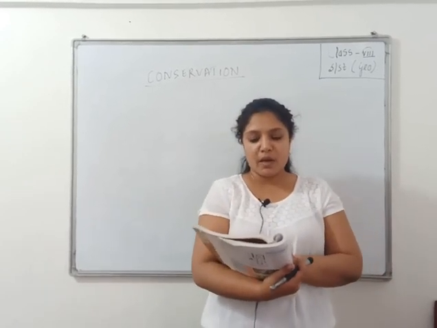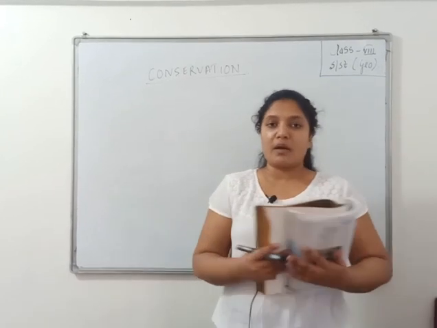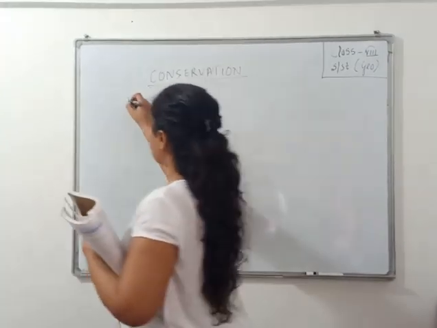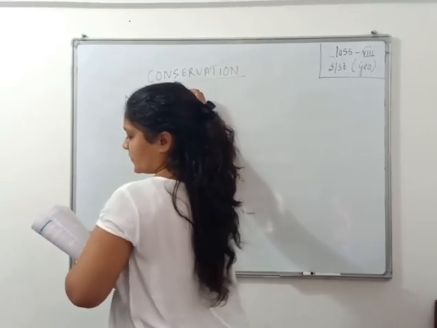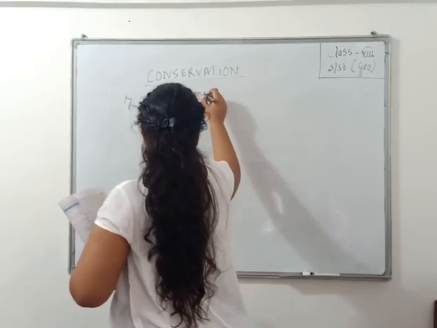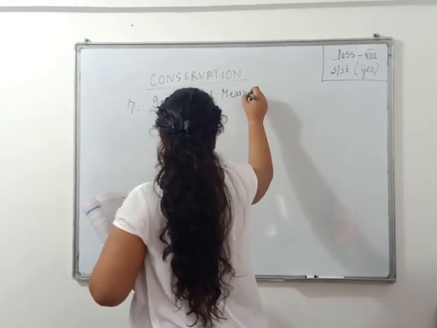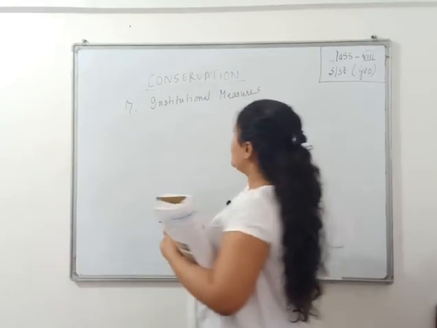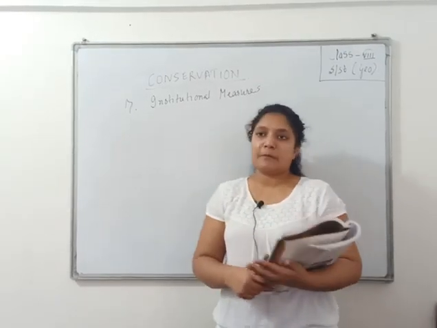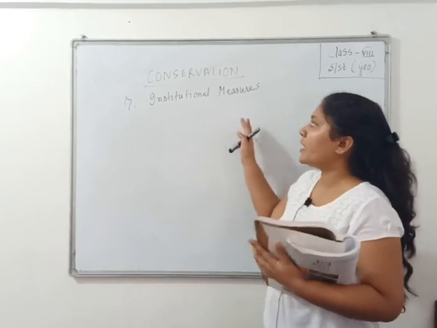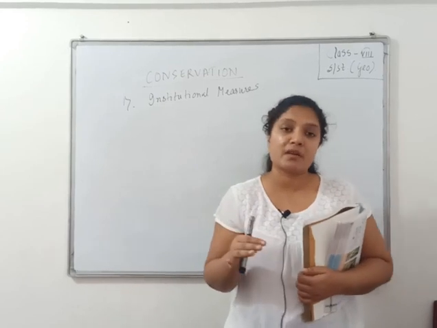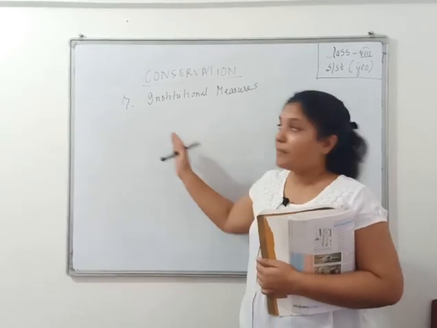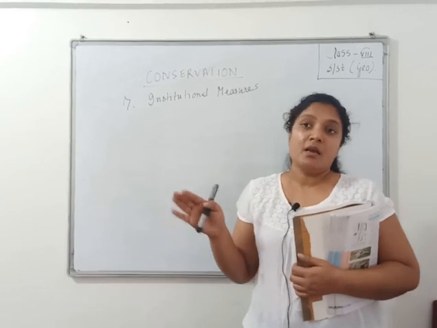So now, following are the methods. Let us see what the methods of conservation are, right? So the first one is institutional measure. Now what is this institutional measure? Let us see. By reading the name, we can find that there are certain institutions made by the government or maybe by private sectors to conserve forest, right? By name, we can say this. But what is it actually?